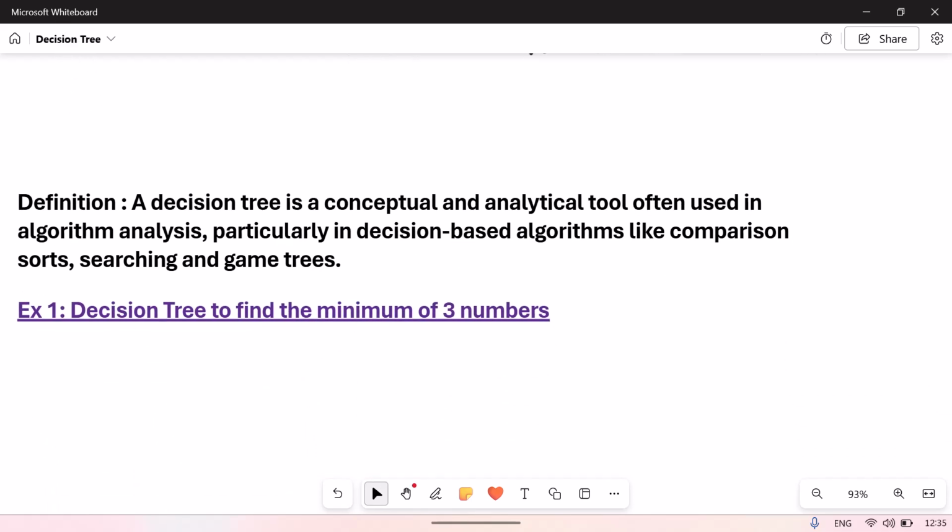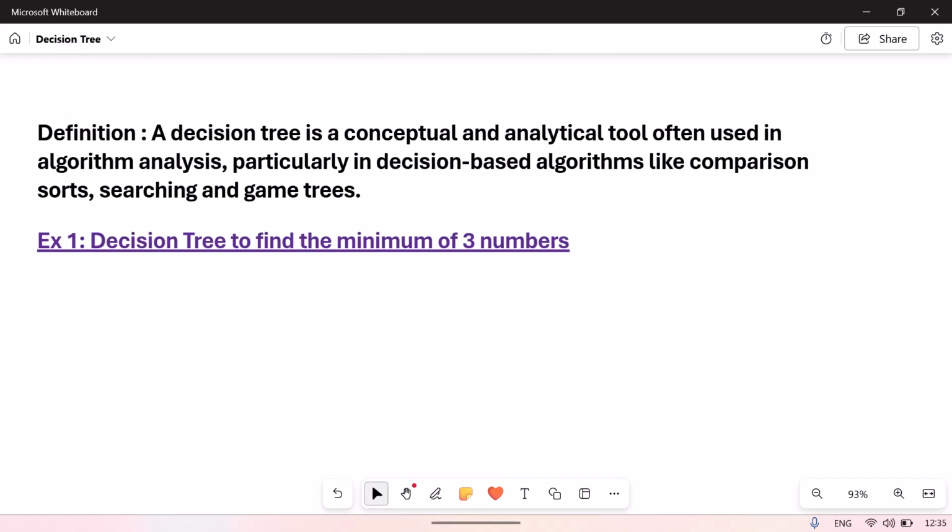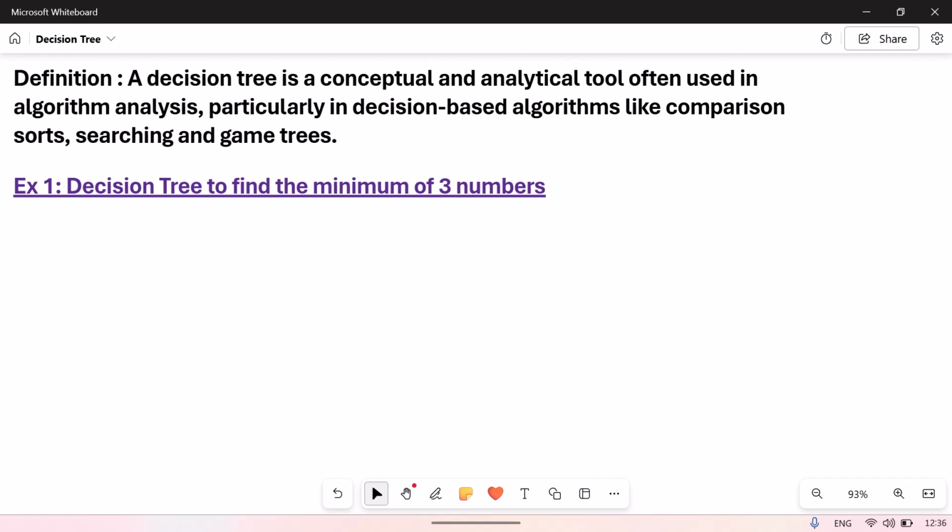So let us look at the definition. See here, a decision tree is a conceptual and analytical tool often used in algorithm analysis, particularly in decision-based algorithms like comparison sorts, searching, and game trees. While you're doing comparison, based on the comparison, it would lead you to different types of results. So here a decision tree will come into the picture. You will have to remember this definition. This is not exactly how it is in the textbook, but I have made a summary of it and you can write it like this.